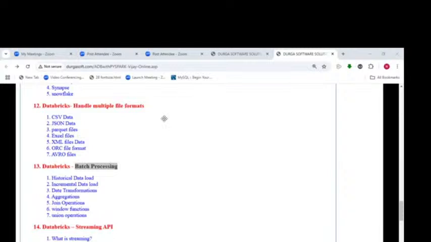Databricks with PySpark especially has great demand in the market with huge packages. People who know PySpark get great salary packages.